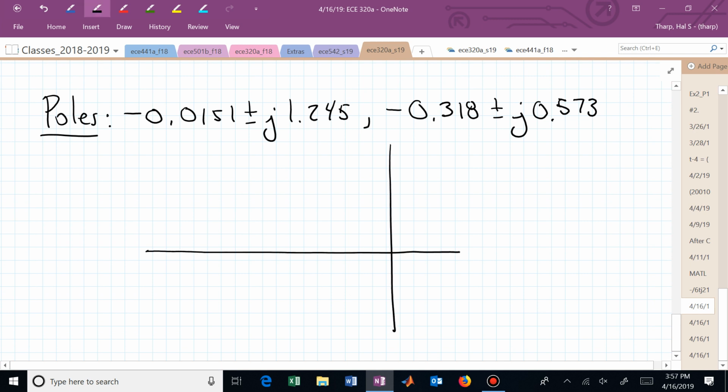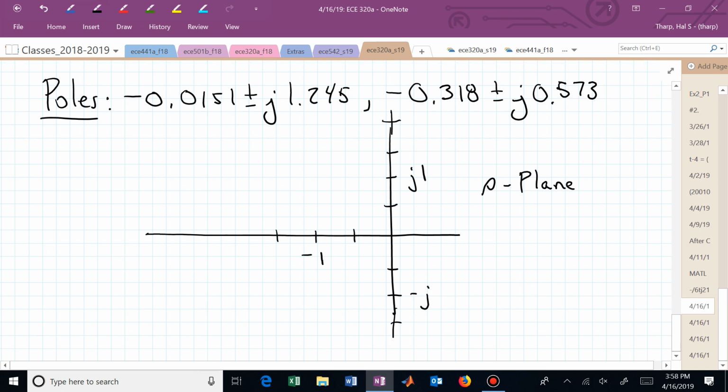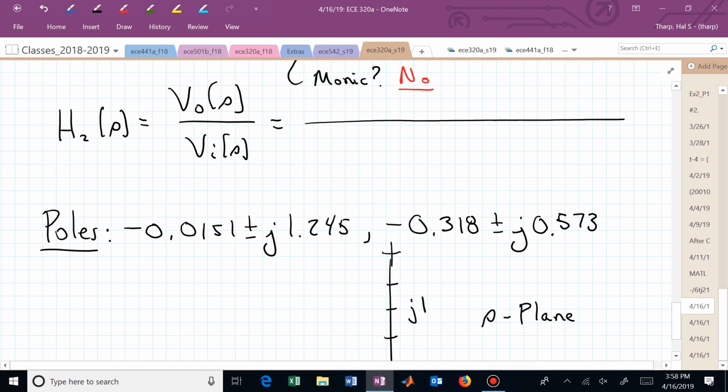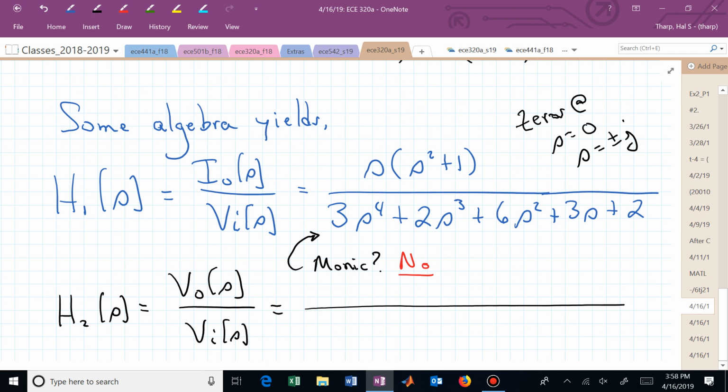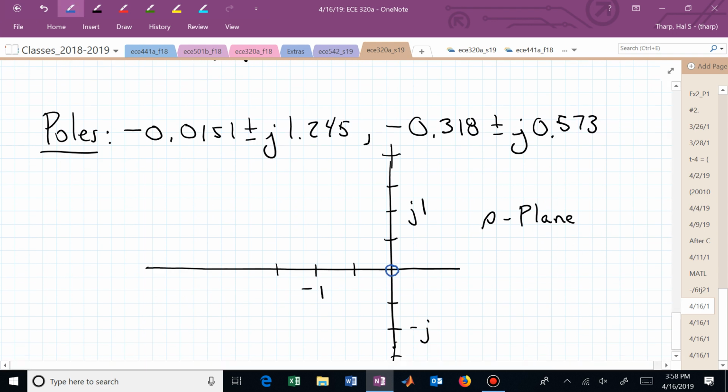If I now said sketch the pole-zero pattern in the S-plane, where would you locate the zeros? The zeros for H1 were at the origin and plus and minus j. Those are clean enough to locate. There's where we would locate our zeros.